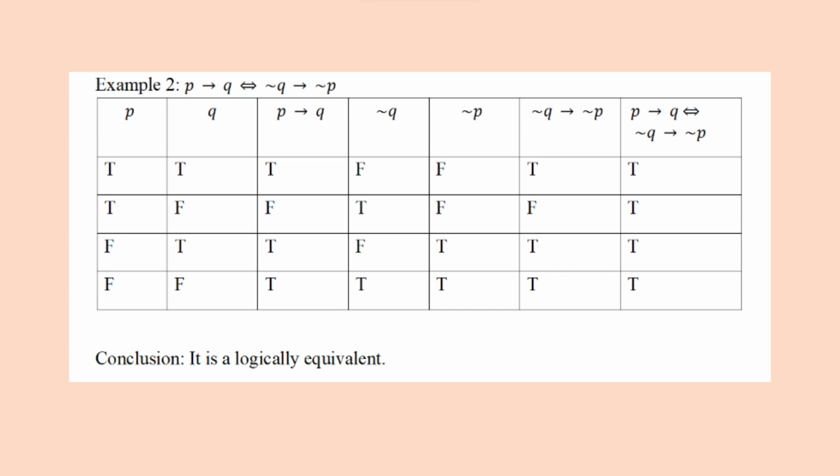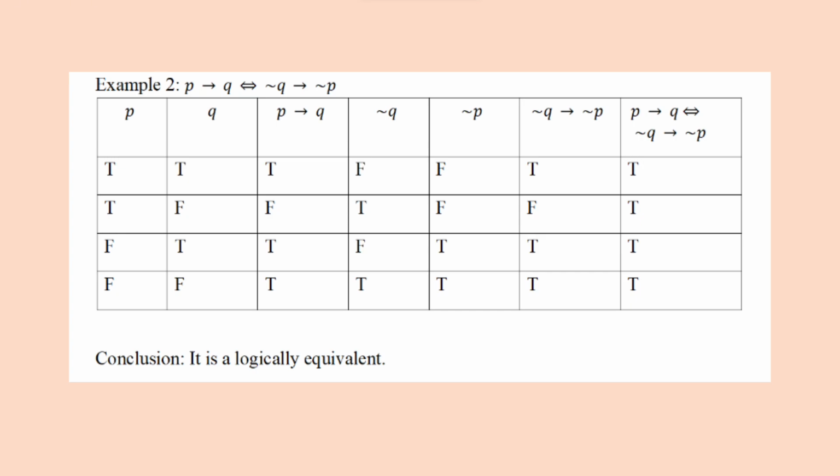So moving on to example 2, which is P then Q equals to not Q then not P. So moving on to the first column, P is true, true, false, false, Q is true, false, true, false. P then Q is true, false, true, true. Not Q is false, true, false, true. And not P is false, false, true, true.